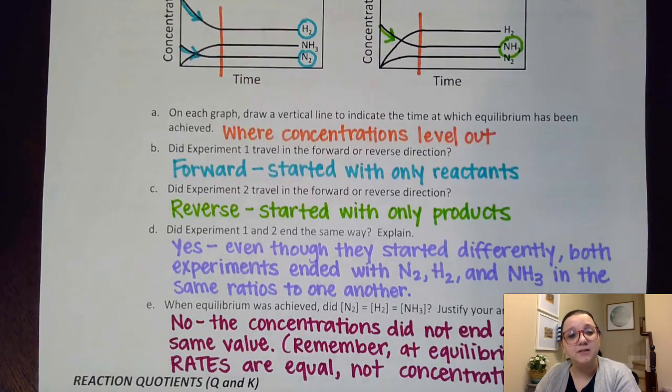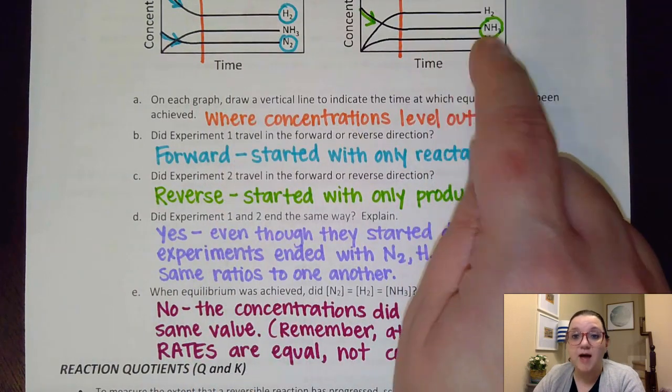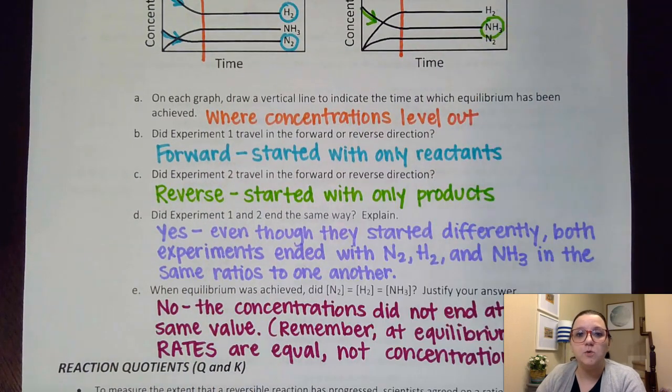Now it says on the next question, did experiment 1 and 2 end the same way? And explain. Well, if I look at the end of these graphs, where we've reached equilibrium, notice that they both look roughly the same. And so even though these two reactions started off very differently, in the end, we ended up with the N2, the H2, and the NH3 in the same ratios to one another.